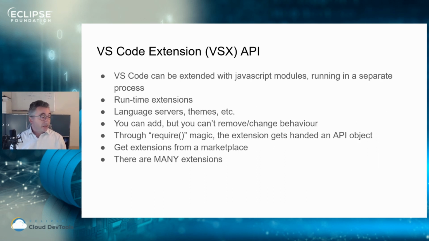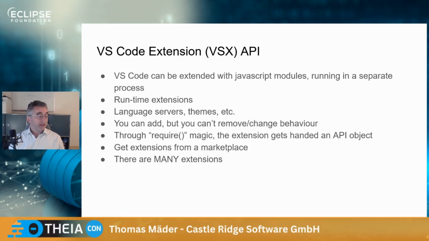So for those who have been living under a rock, the VS Code extension API, what is it? VS Code, as you know, can be extended with JavaScript modules. We call those VS Code extensions, and they run in a separate process, and they are loaded at runtime. And you can use them to add language servers, support for languages. You can add themes, you can add views and editors, etc. And what's special is that you can add, but you can't remove or change the behavior, which you could do with the compile time extensions that Theia also has.